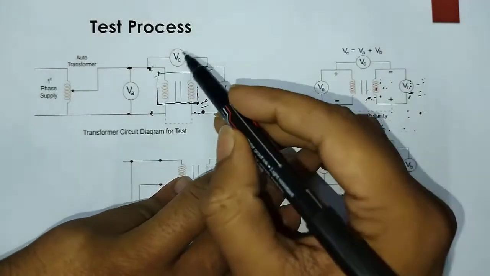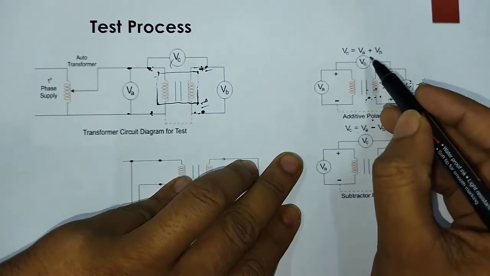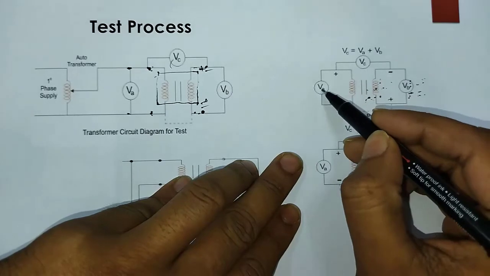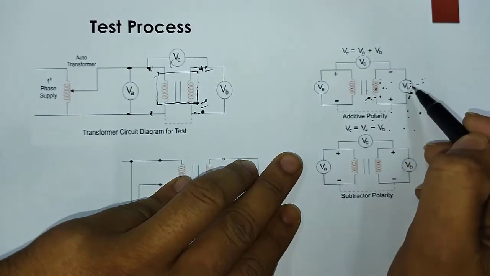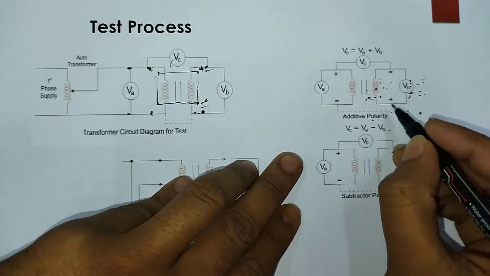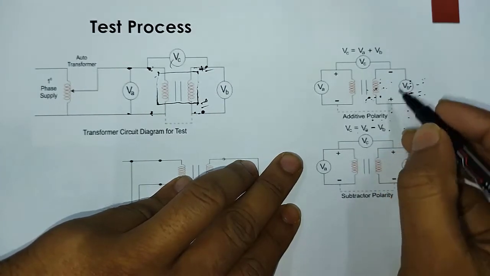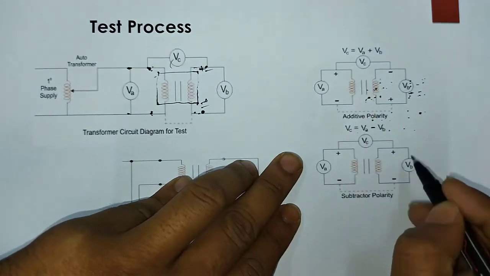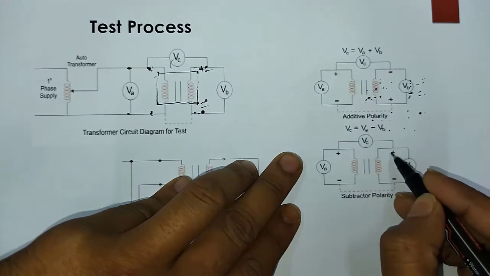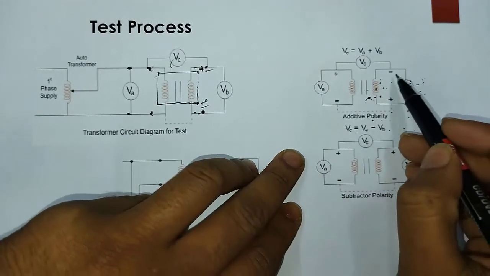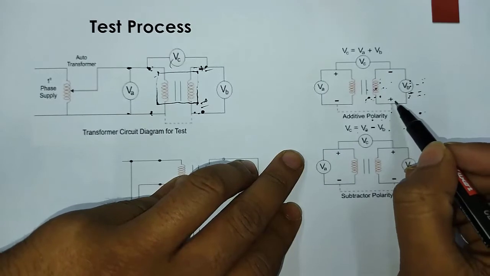Let's say in this example this voltmeter reading gives you a voltage that is the summation of VA and VB. If this happens, then you can understand that this terminal is minus and this is plus. And if this voltmeter reads a value that is VA minus VB, then you have to understand this terminal is plus and this is minus. How do you know this? Because of the value showing in VC.